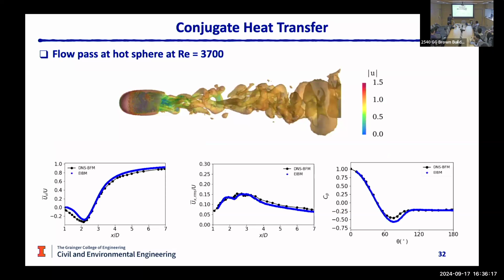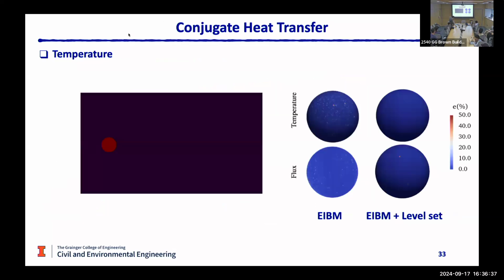And those plots show you the comparison between our approach and the direct numerical simulation using the boundary fitting method, right? For the mean velocity, for the velocity fluctuation, as well as for the pressure coefficient prediction. So you can see that our model delivers quite accurate results. And this video shows you the cooling process of the sphere. You can see that the temperature in the sphere is gradually decreasing, and those plots are the most important results, right?